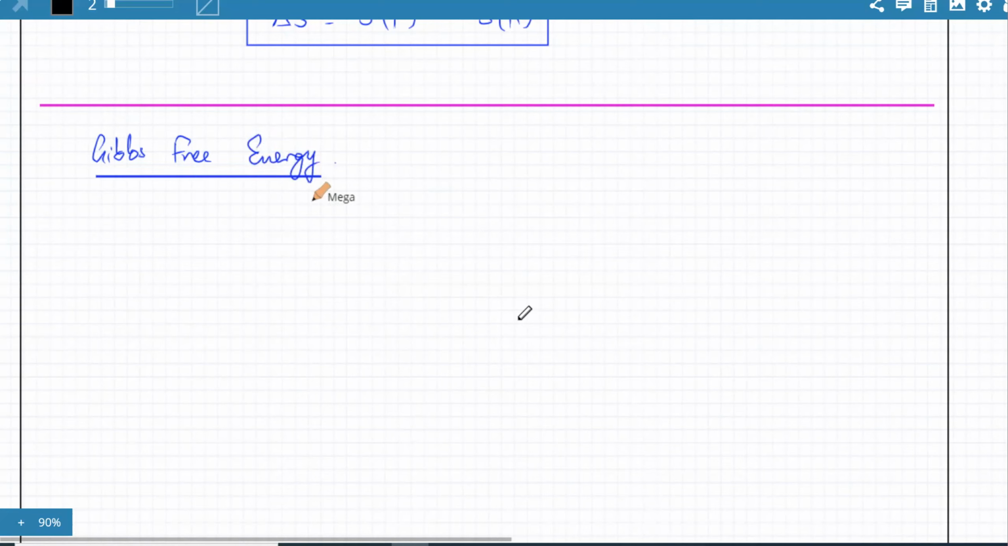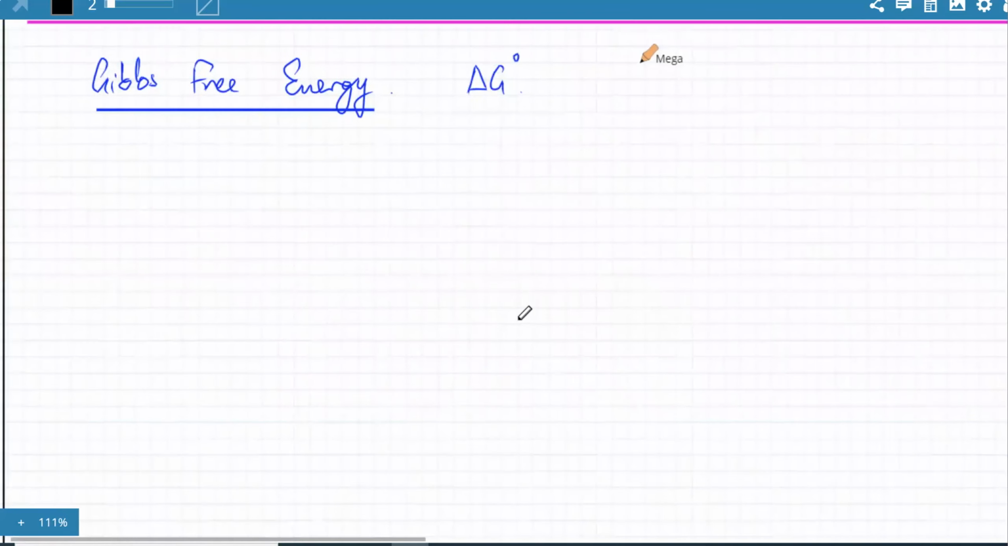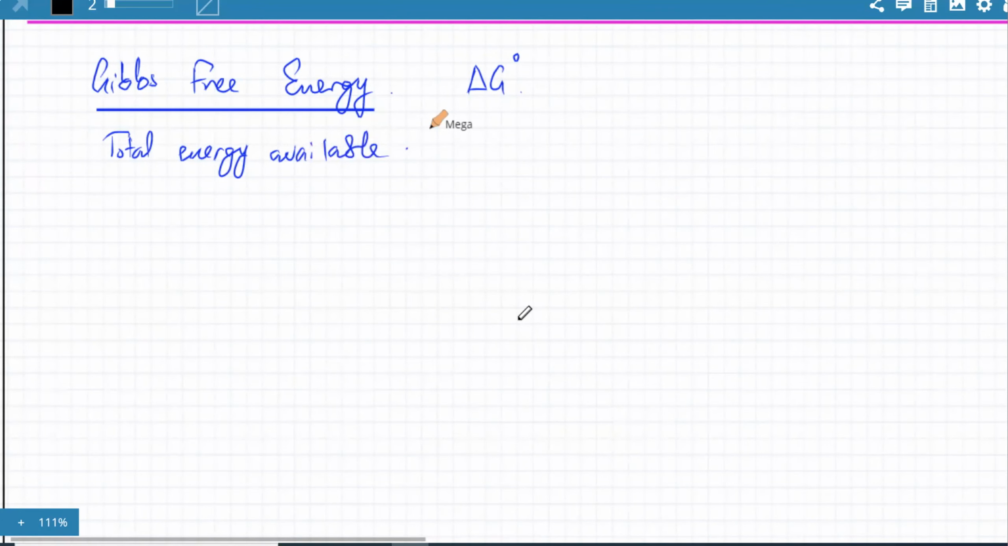And that's your delta G. If there's a knot, that's a standard Gibbs free energy. That means it's calculated under room conditions, 25 degrees centigrade and 1 atmosphere pressure. So what is Gibbs free energy? It's the total energy available to a system. So it's the total energy that's available. If it's negative, that means it's exothermic.